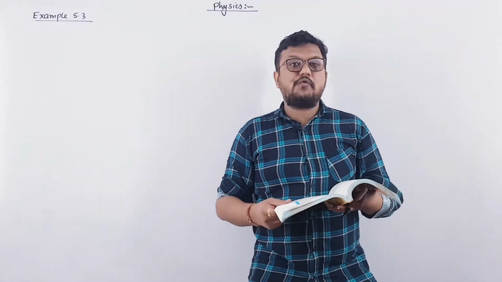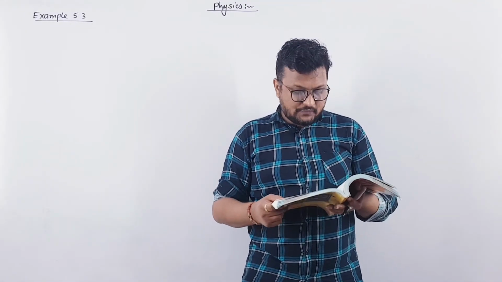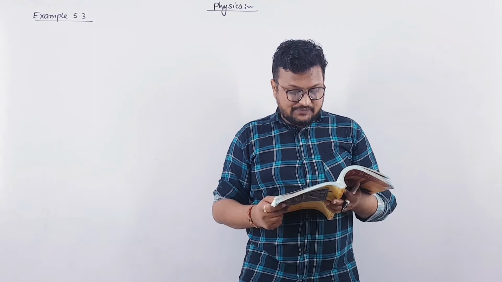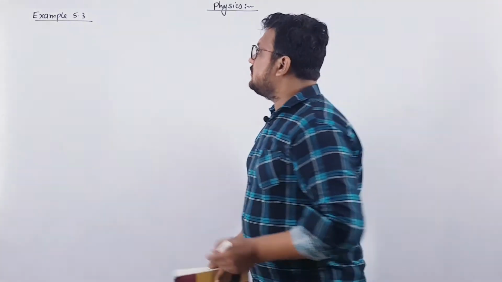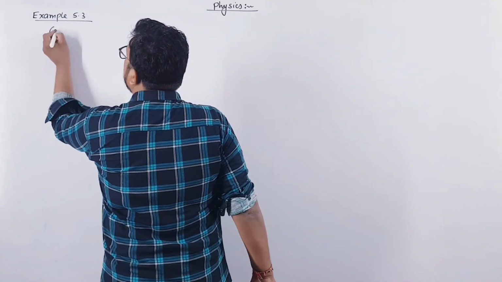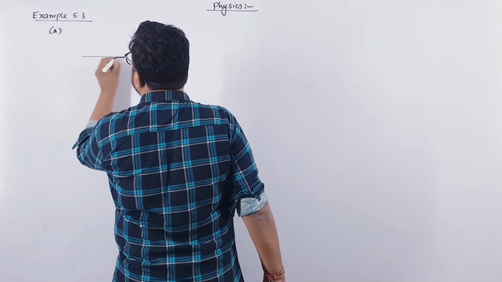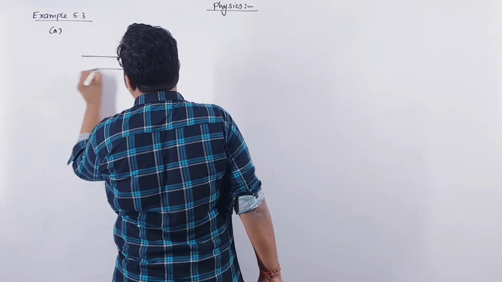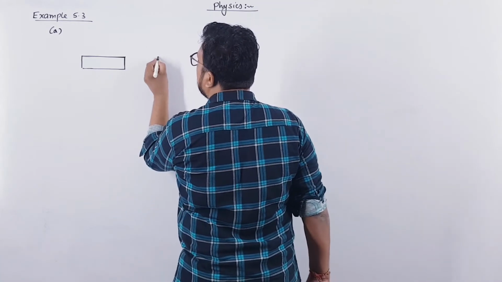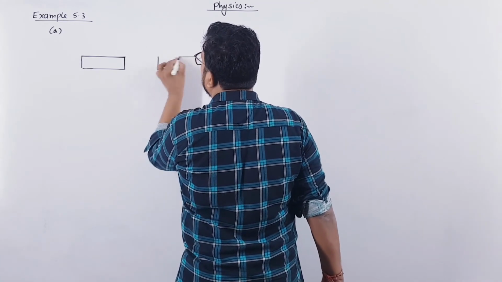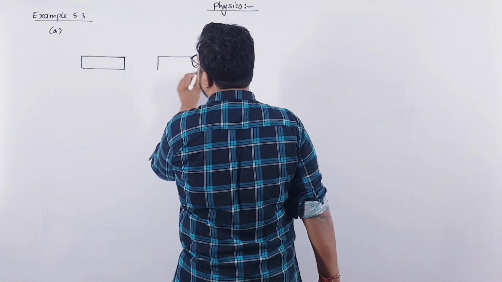In that we have 4 different questions, right? First one, what happens if a bar magnet is cut into 2 pieces transverse to its length and along its length? So in that first one, it is given that if we have a bar magnet, let me draw 2 different bar magnets because we are going to cut it in 2 different ways.